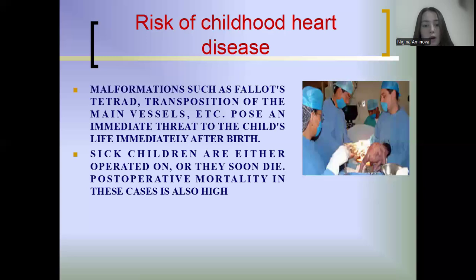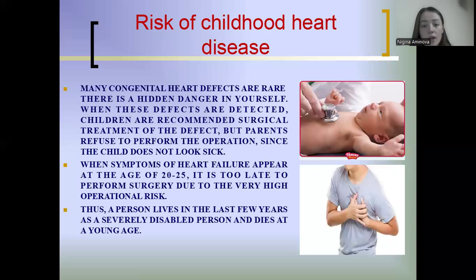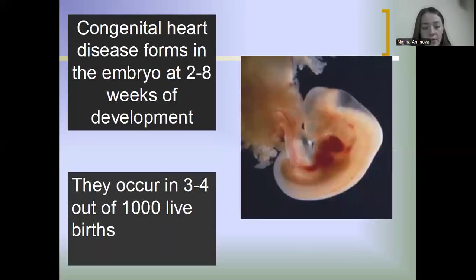Risk of childhood heart disease. Malformations such as Fallot's tetrad, transition of the main vessels, etc. Sick children are either operated on or they soon die. Risk of childhood disease. Many congenital heart defects are rare. There is a hidden danger in them. When symptoms of heart failure appear at the age of 20-25, it is too late to perform surgery due to the very high operational risk. Thus, a person lives the last few years as a severely disabled person and dies at a younger age.